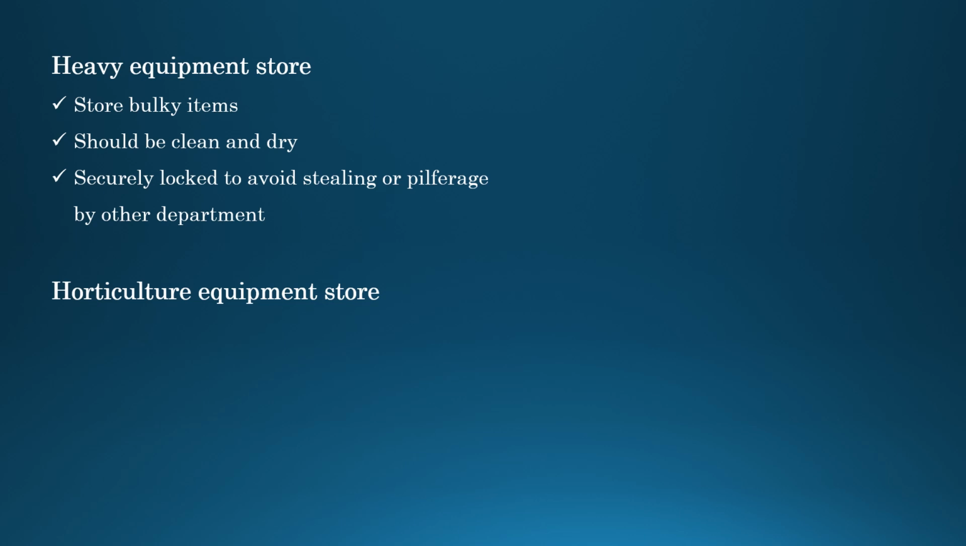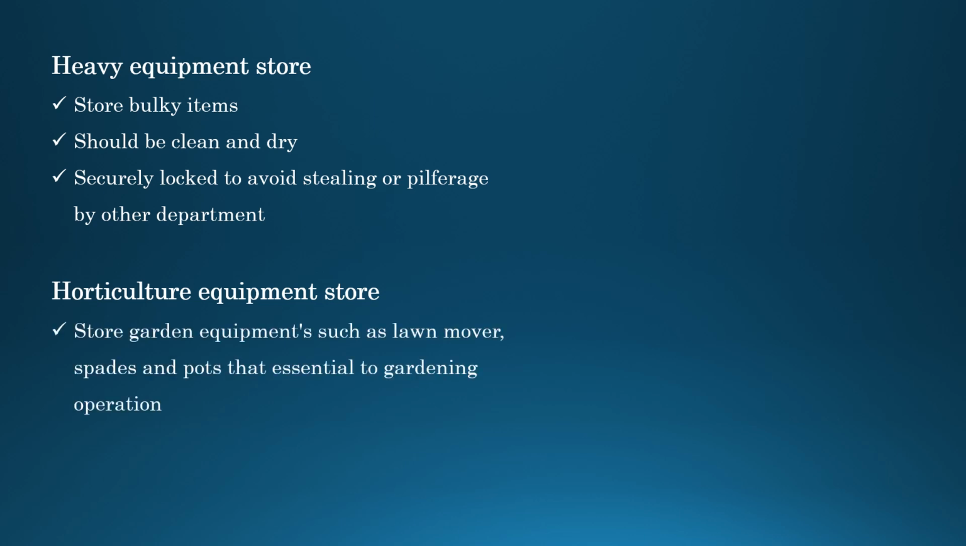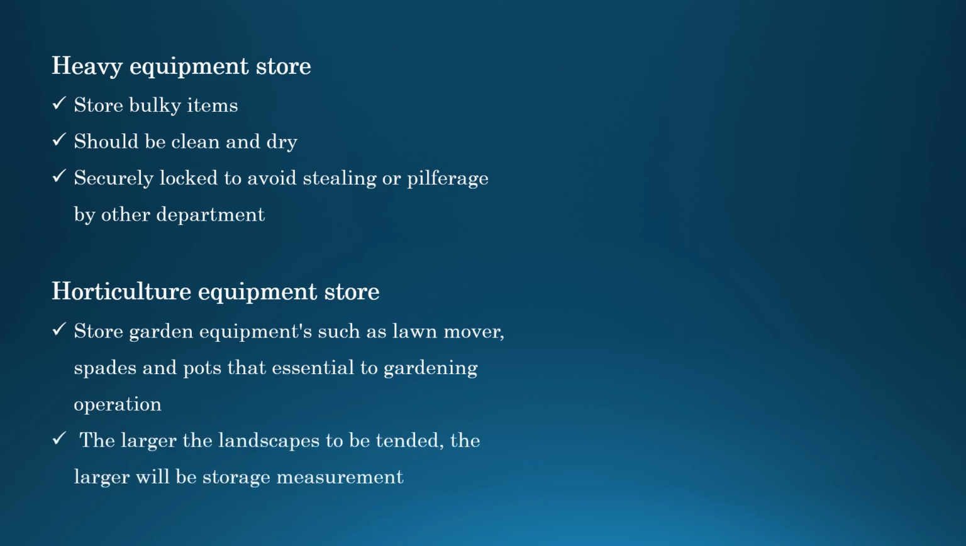Horticultural equipment store. This room is used for the storage of gardening equipment such as rakes, spades, lawn mowers, pots, pails, water hoses and seeds. It should be near the garden area and should have its door kept locked. The size of the room depends upon the landscape area to be tended.